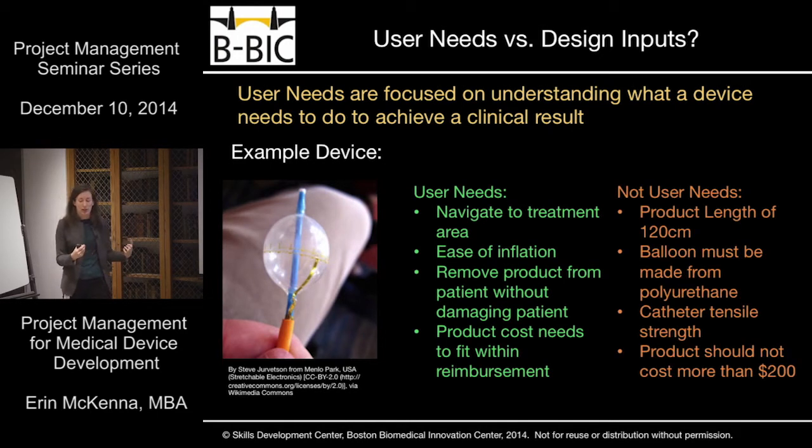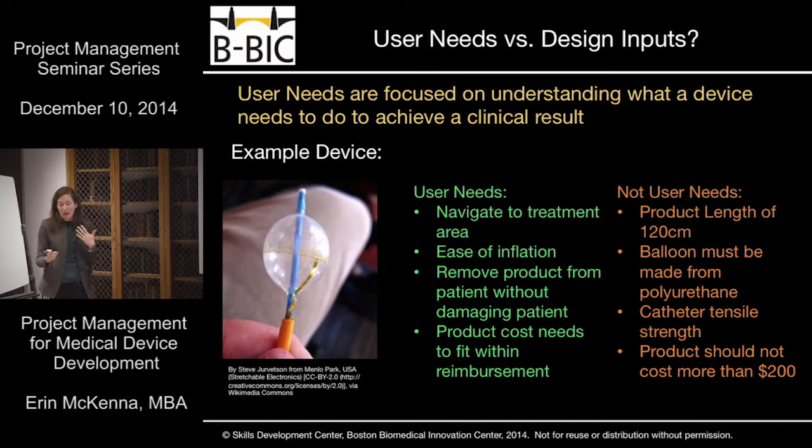Things that aren't user needs would be, well, the product has to be 120 centimeters. That length may be the length that you need the catheter to be to navigate to your treatment area, but it's potentially limiting to simply say, right out the gate, we know this product has to be 120 centimeters. There could be other ways you could navigate to your treatment area, other ways that you could enter in that you might need to develop as a part of your design, that you might miss if you just said, we're just going to make it 120 centimeters without scrutinizing the why and what's the functional need for that 120.